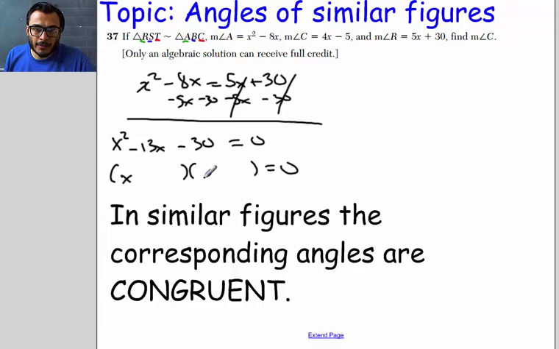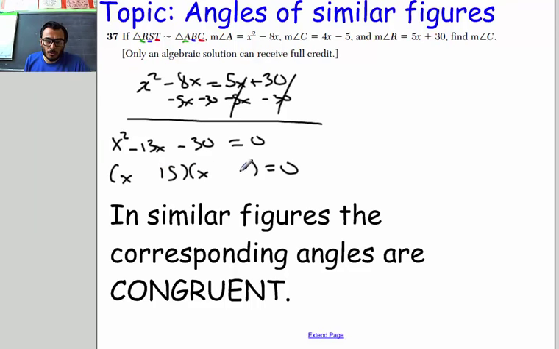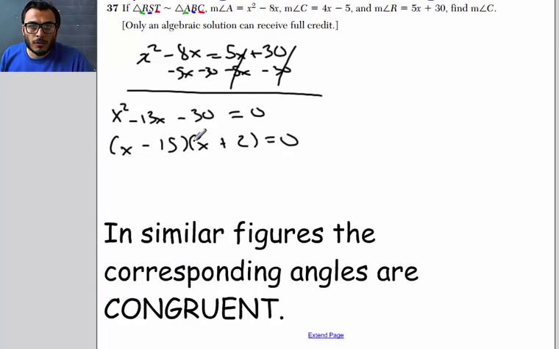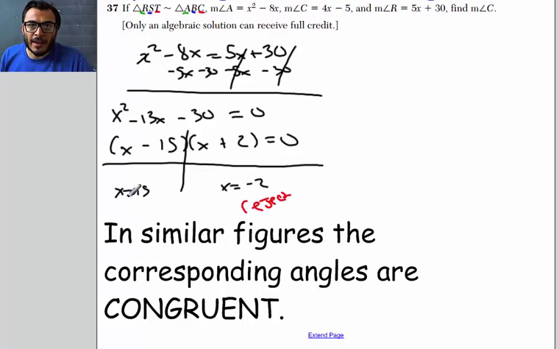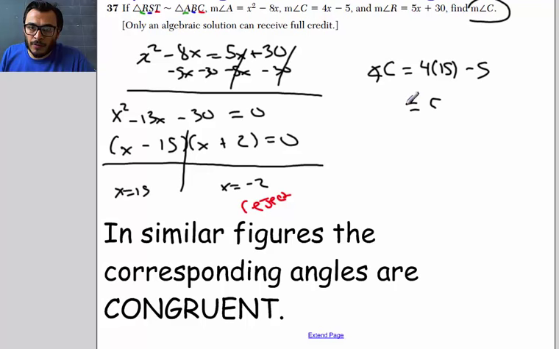So I get x, and I'm going to use 15 and 2. And since they have to add up to negative 13, that has to be negative, that has to be positive. So I'm going to get x equals 15 here, and x equals negative 2. And I'm going to reject the negative. So since x equals 15, I can now find angle C by substituting for x. So angle C is going to be 4 times 15, which is 60, minus 5. So angle C is 55 degrees.